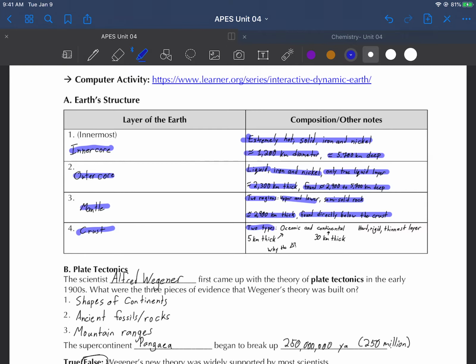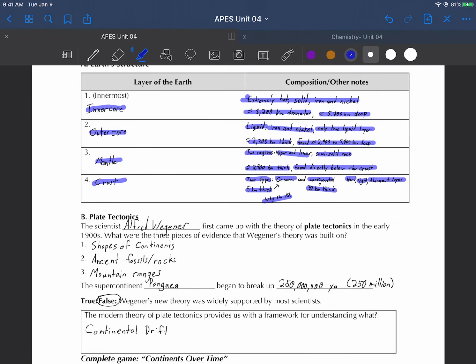There are two types of crust. We have oceanic and continental. Oceanic crust on average is only about 5 kilometers thick. Continental crust averages about 30 kilometers thick. It's hard, rigid, and the thinnest layer. Why the difference between the two, you ask? The answer is the weight of water. Water is heavy. It squeezes that rock nice and flat.